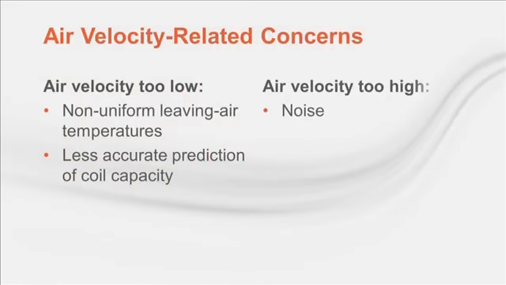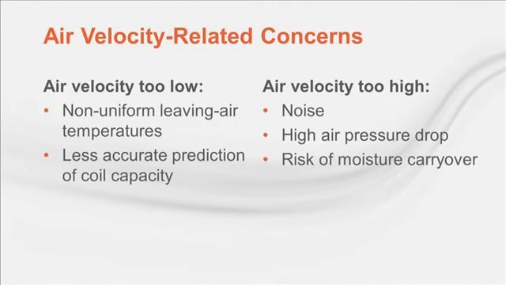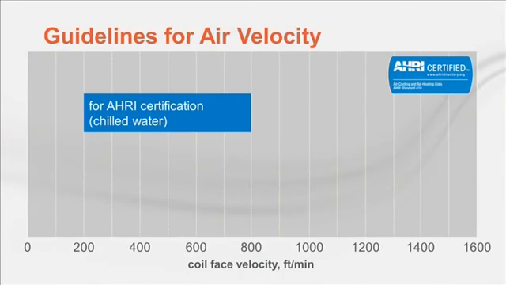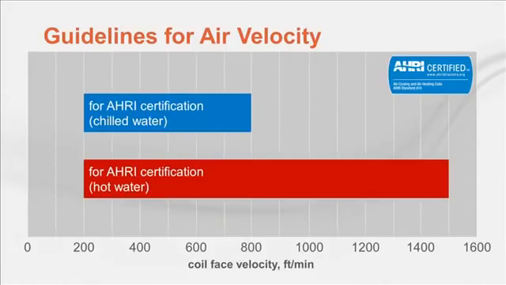On the other hand, too high of an air velocity can contribute to noise, excessive air pressure drop, and increased risk of moisture carryover. As with the waterside, guidelines for air velocity should take into account all of these risks. For certification, AHRI 410 requires cooling coils to have a face velocity between 200 and 800 feet per minute. And heating coils should be selected with an air velocity between 200 and 1500 feet per minute. These ranges are prescribed to provide the most accurate ratings for coils and avoid some of the risks that I've just mentioned.